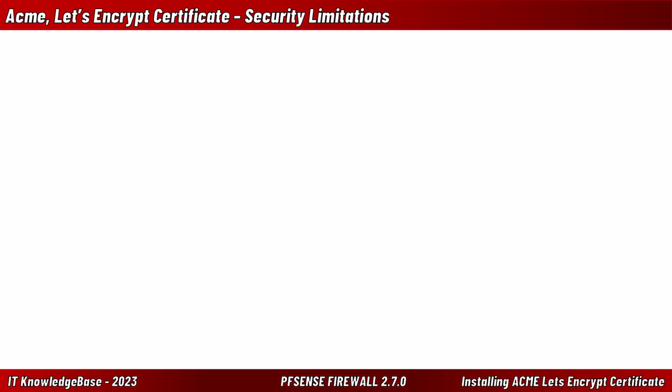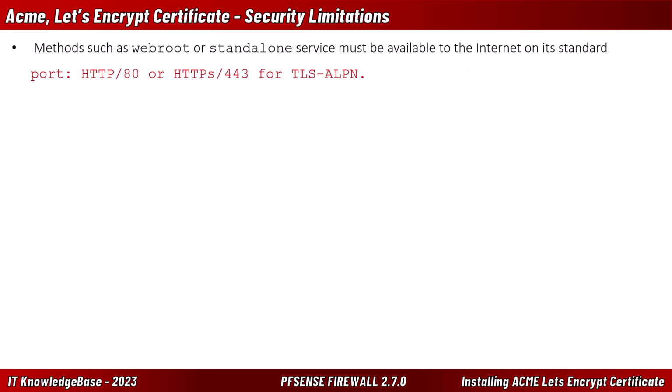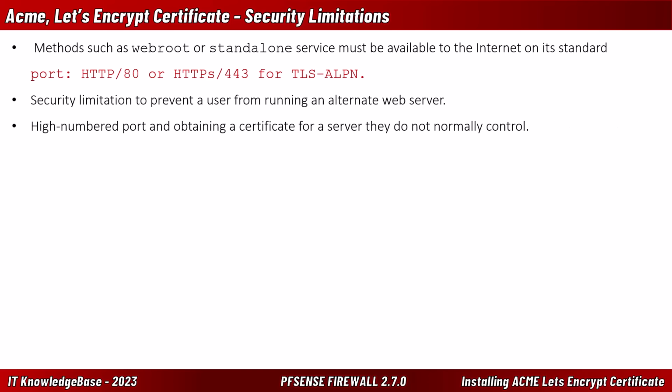Security limitations. When validating using a method such as webroot or standalone, the service must be available on the internet on its standard port 80 for HTTP or 443 for TLS-ALPN. This is a security limitation to prevent a user from running an alternate web server on a high-numbered port and obtaining a certificate for a server they do not normally control.